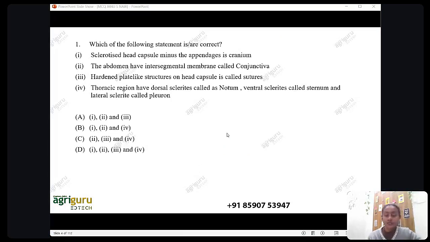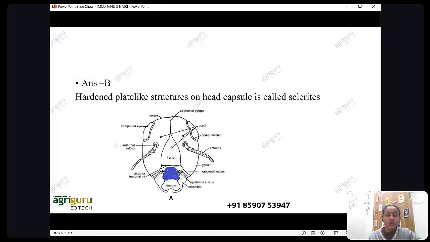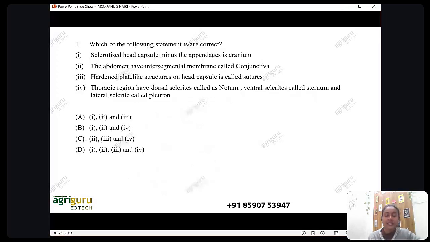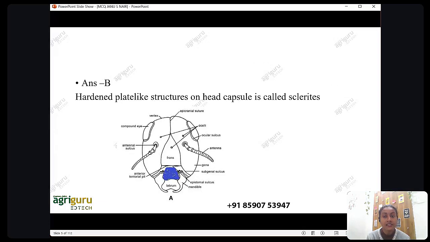Okay, so coming to the answer, there are some who say option B. In that option B, only statements 1, 2 and 4 are correct. So the correct answer is option B. Why is option B right? According to you guys, statement 3 is wrong. That is, the hardened plate-like structure on the head capsule is not called sutures. Instead of sutures, what is that called? They are called sclerites.